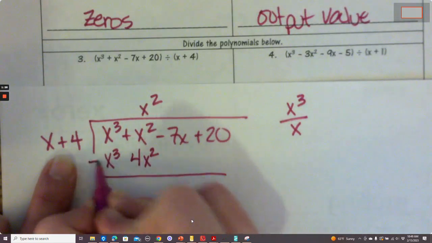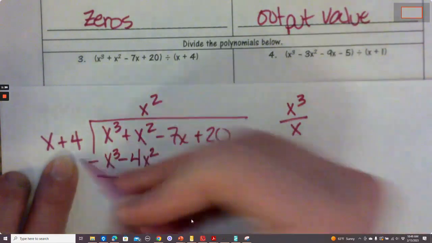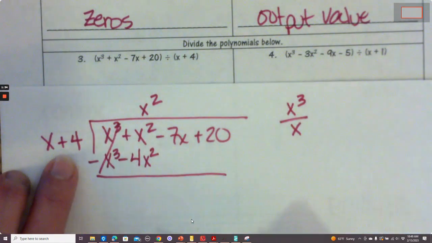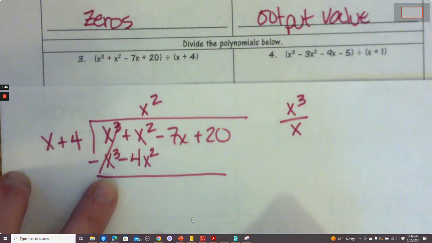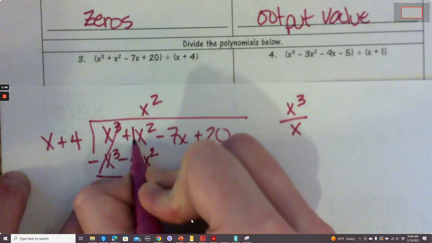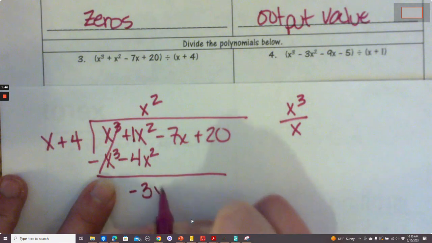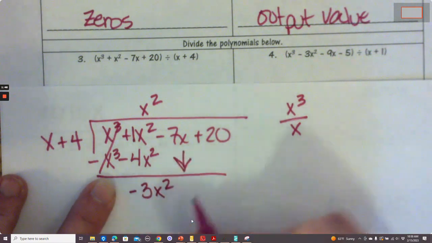Subtract by changing signs. This cancels. X squared and negative 4x squared. What's that give me? Okay. So remember, invisible 1 there, positive 1, negative 4 makes a negative 3. Bring everything else down.